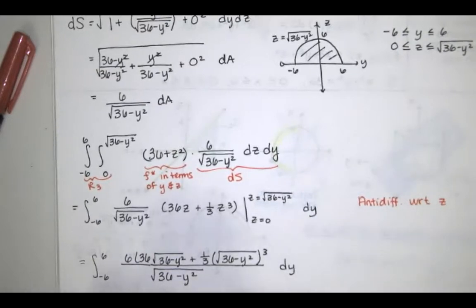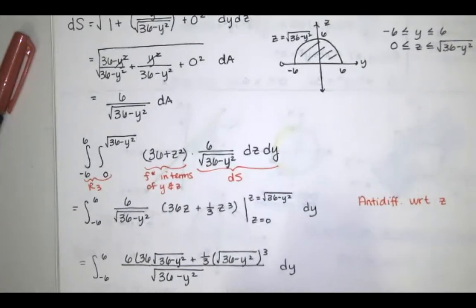If you want, you can factor out that 6. It's not necessary, but you can. Then if we split this into 2 fractions, you're going to have 36 over the square root of 36 minus y squared, plus 1/3 times the square root of 36 minus y squared cubed over the square root of 36 minus y squared. You're doing all of that with respect to y.